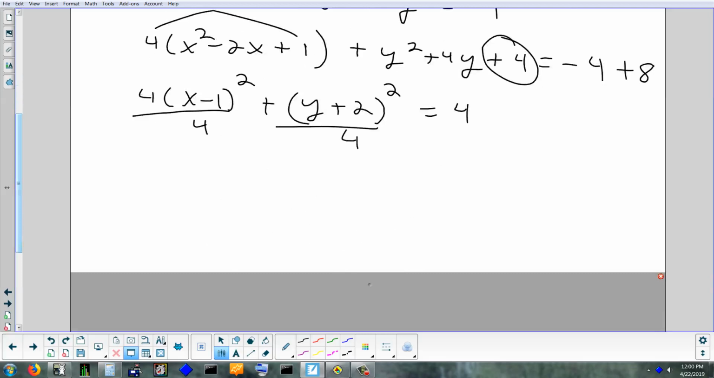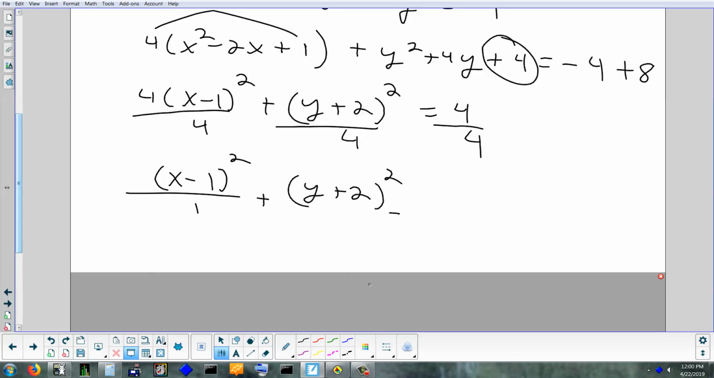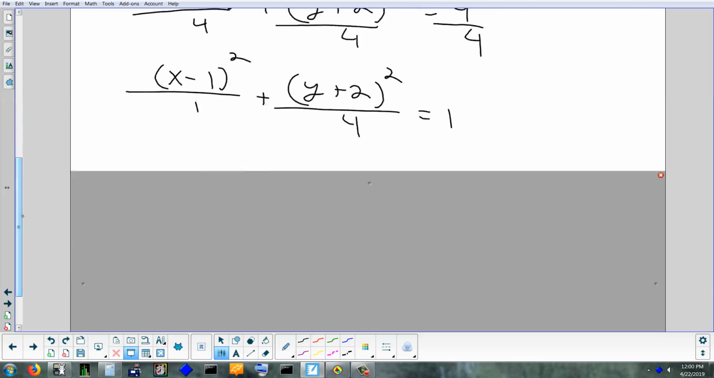4, 4, 4. So that was kind of a pain. You had to complete the square first. Now we're okay. So we have x minus 1 squared. There's nothing left in the bottom. Just leave a 1. Y plus 2 squared over 4. And 4 divided by 4 gives me 1.